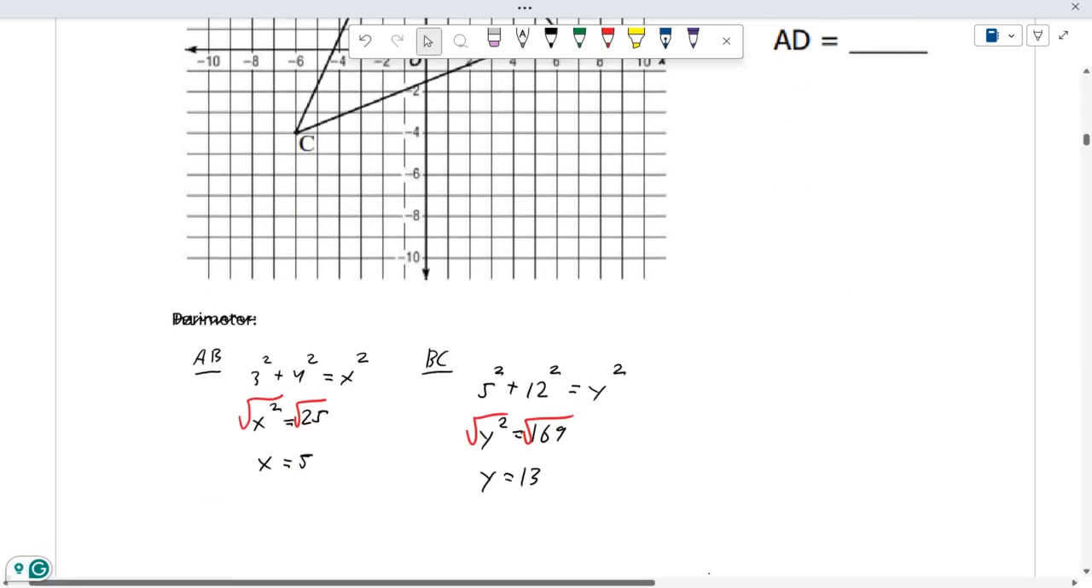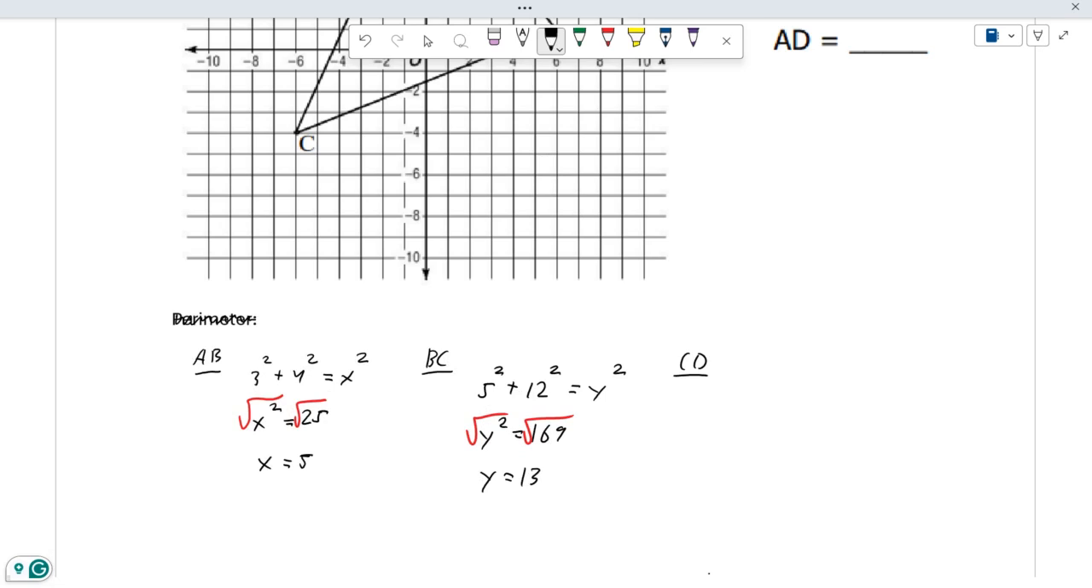Quick side note here. If you're familiar with Pythagorean triples, 3, 4, 5 in the case of AB is one Pythagorean triple, and 5, 12, 13 in the case of BC is another Pythagorean triple. You tend to see those combinations pretty frequently.